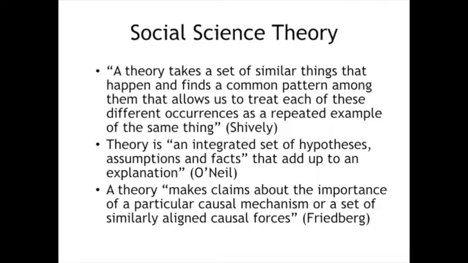So there's that word pattern again that we talked about on Monday. Pattern that allows us to treat different occurrences not as individual, completely particular, one-time isolated events, but rather as repeated examples of the same thing. And if you're looking for a difference between history as an academic discipline and political science, this is a pretty good place to look. In history, each individual historical event is explored for the fullness of its individuality.